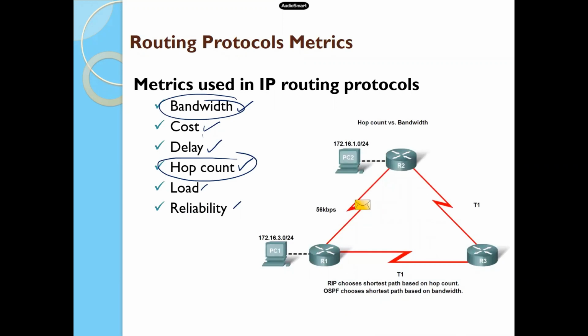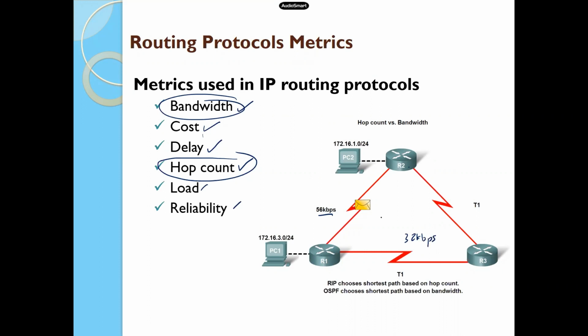So for hop count, you just count routers. But for bandwidth, it is the network speed that is of importance. For example, between router 1 and router 2, there is a speed of 56 kilobit per second, while router 1 to router 3, there is another speed, say 32 kilobit per second.